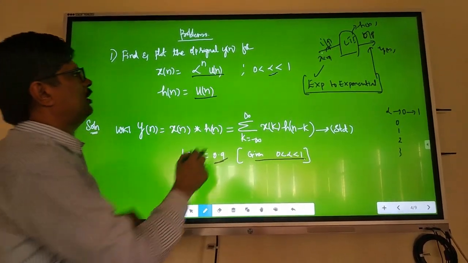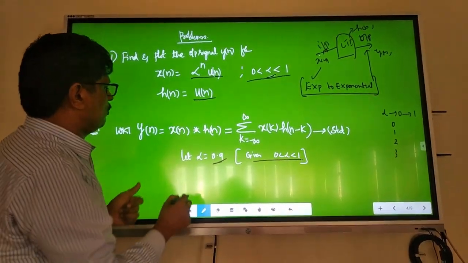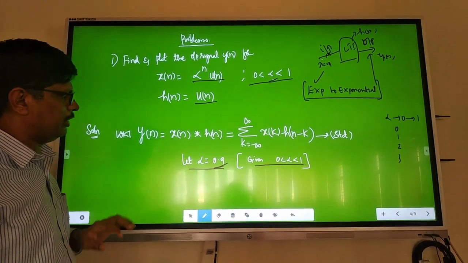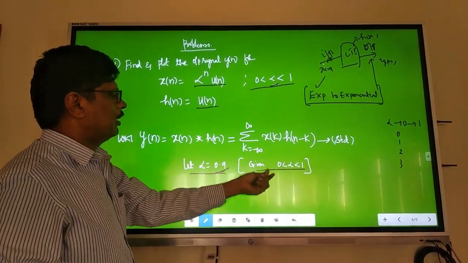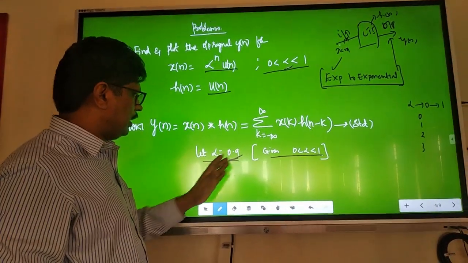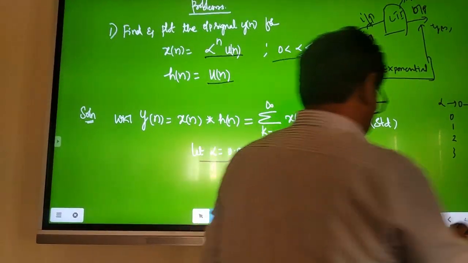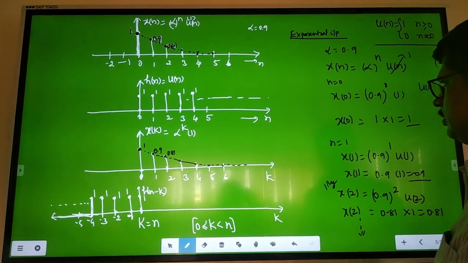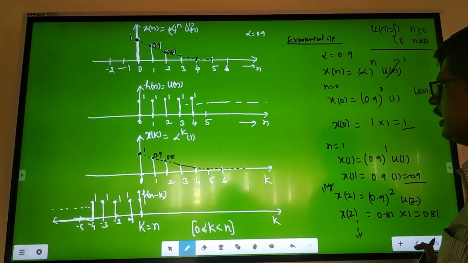Now alpha is given in the expression. Let the alpha value be 0.9, or 0.8 or 0.6, you can do it. It should lie between 0 and 1, greater than 0 and less than 1. Now let me do this. First I want 4 diagrams. You remember these 4 diagrams.